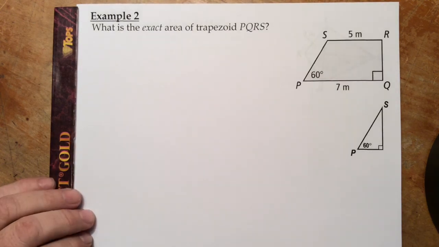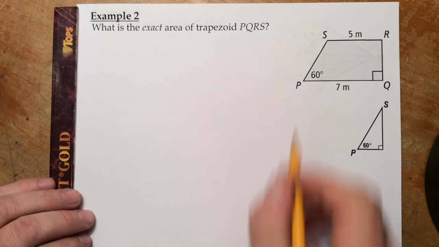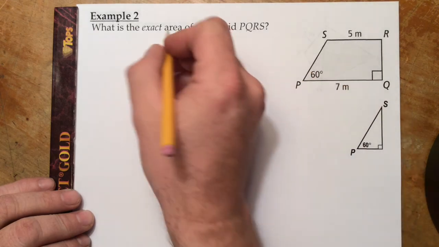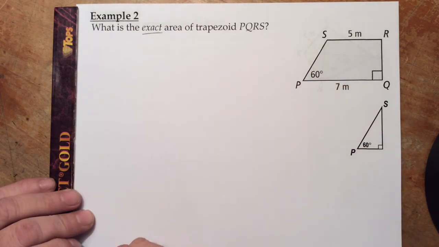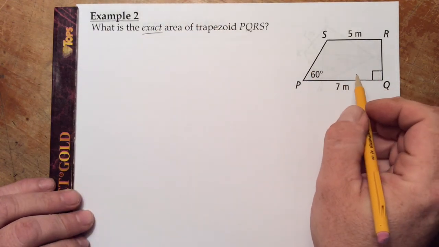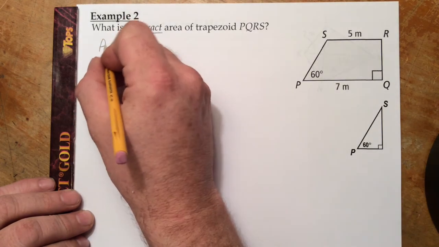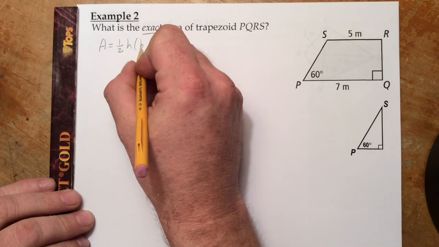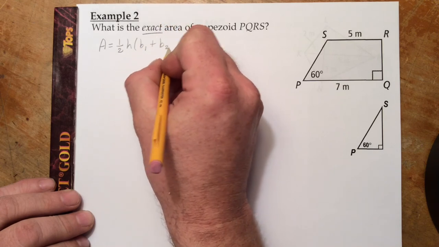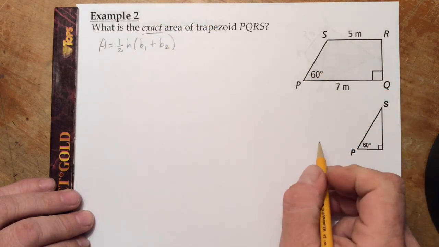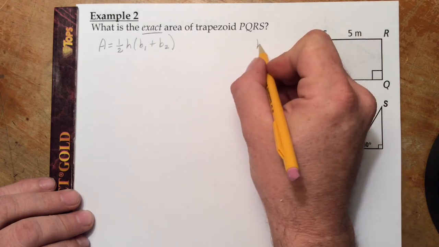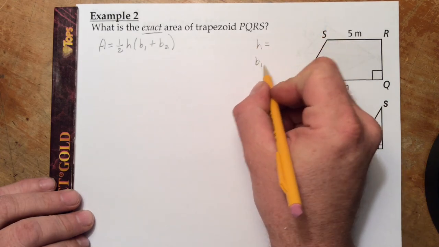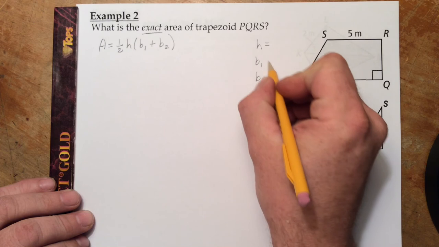Example 2. What is the exact area of trapezoid PQRS? Here we have a trapezoid. They want us to find the exact area. Locate, the formula is A equals 1/2 times the height times B1 plus B2. We have the height. We've got B1 and B2. We need to define.